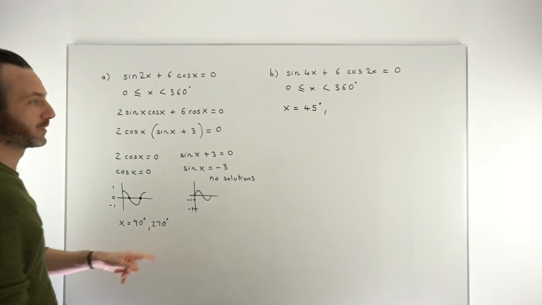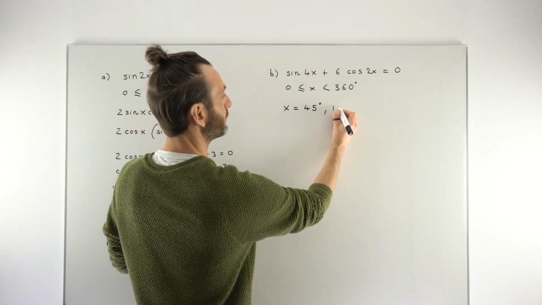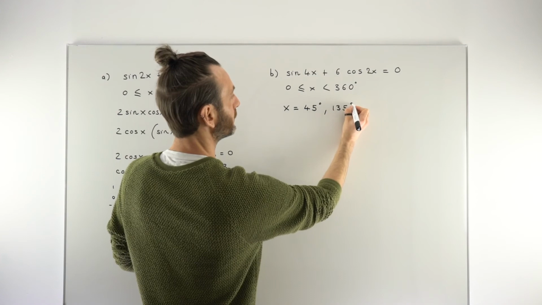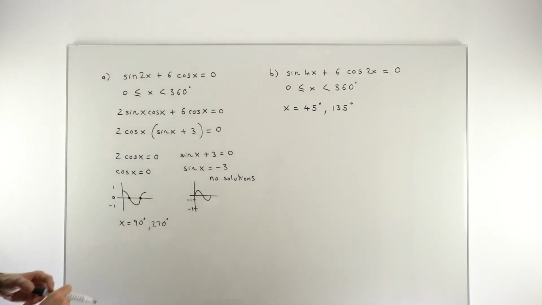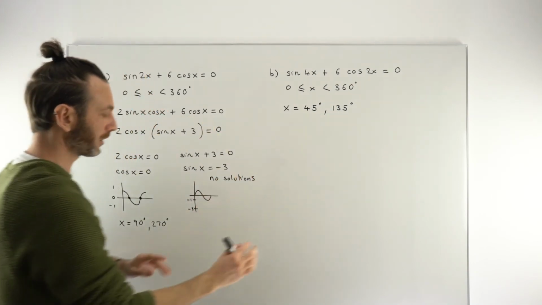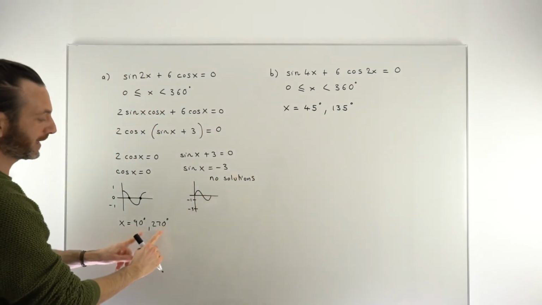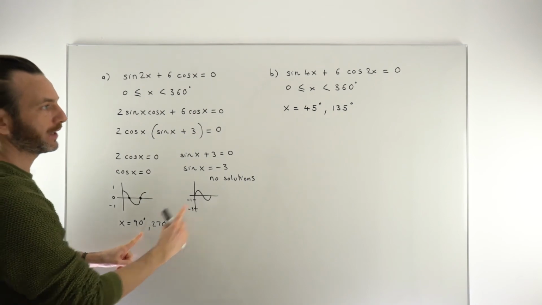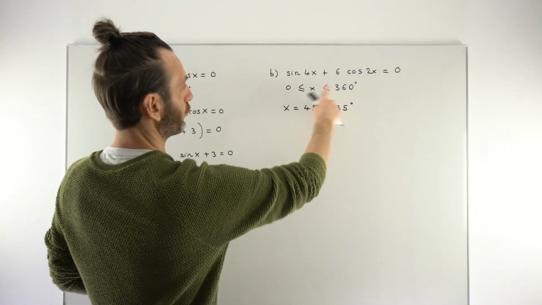Because there's one here at 270, there's going to be one here, which is half of that, which is 135 degrees. And that could be the question done. But what you've got to think about is if you're halving values, are there values which are not picked up here, but which when you half them would still be in this range here?